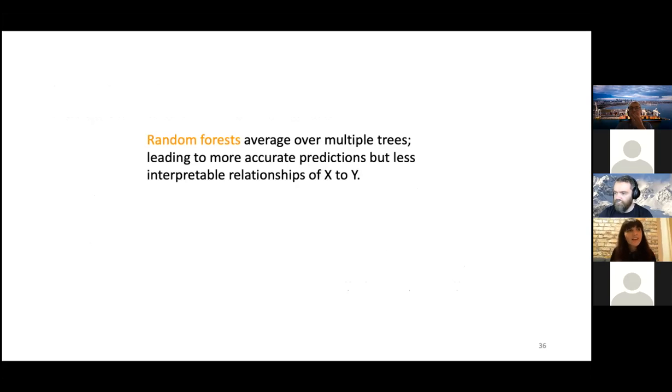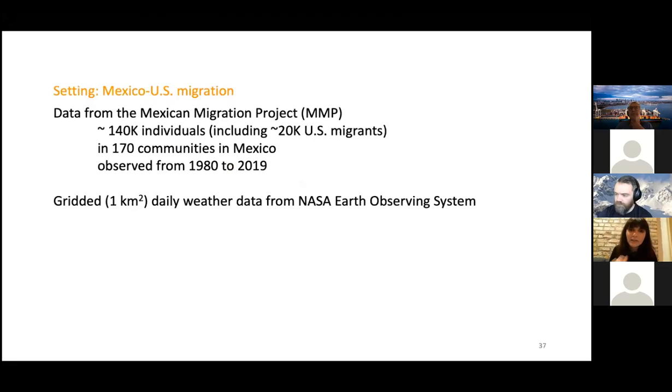So this is a version of the trees that average over thousands and thousands of trees, and it leads to more accurate predictions, but then the results are less interpretable than the perfect branching structure that I showed you. So you don't really learn much about the relationship between X and Y. You can still look at different inputs and see which have more predictive power, but other than that, you don't gain the kind of insight that we get from parametric simpler models.